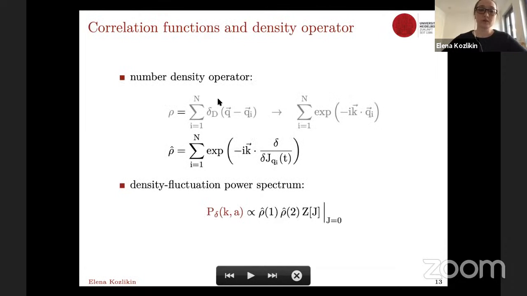Right. So in the end, we're not interested in the generating functional, but in macroscopic properties of a system, which is, for instance, the power spectrum. And so we need to compute correlation functions from the generating functional. And we do this by applying suitable operators to the generating functional. So, for instance, we define the number density operator like so. We start off with the number density, which is just the sum over the Dirac delta of particles sitting at some position. We take the Fourier transform thereof, and then we replace the particle positions by functional derivatives with respect to the source field J that we introduced before.